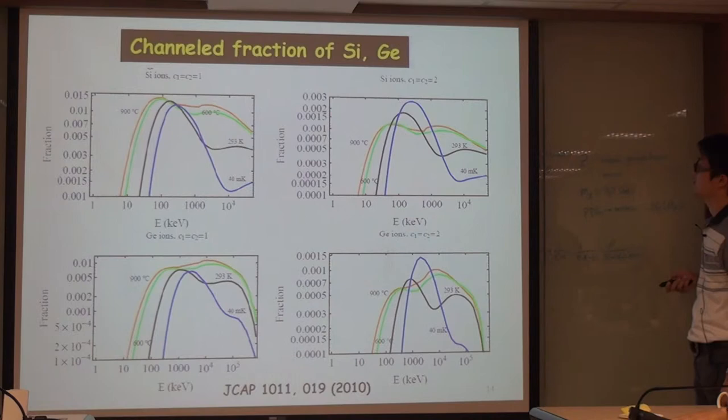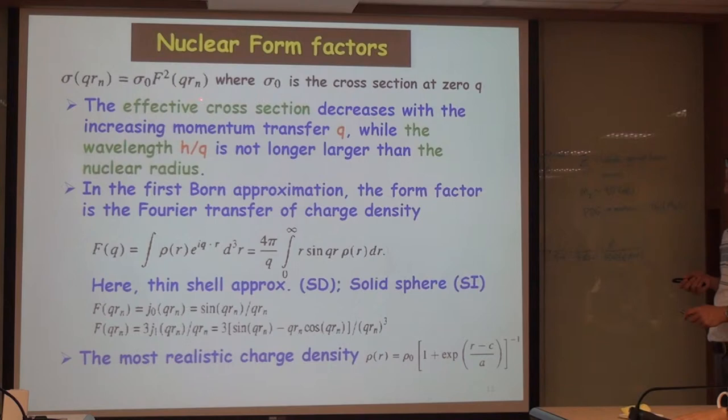So going back to the formula that we discussed at the beginning, we are trying to get this cross-section. However, we have the cross-sections and the event rates with the nucleus, and it's not a point nucleus. So this effective cross-section decreases with increasing momentum transfer, while the wavelength is not longer than the nuclear radius. For the first Born approximation, which just takes the plane wave, this gives the form factor expressed by these formulas.